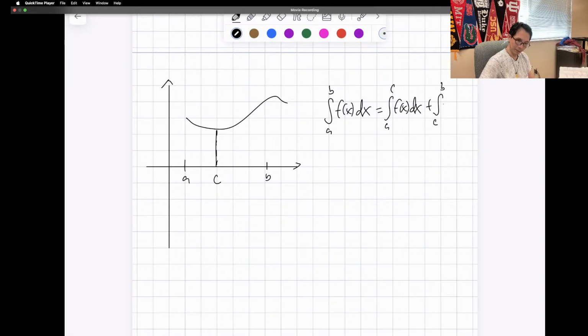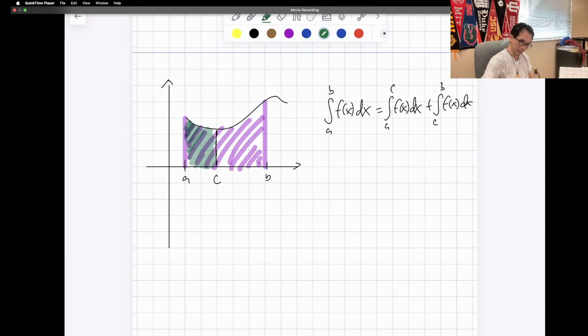Does that make sense? It just means the area under the curve is this part. Let's just say we have the area under the curve from here to here. The whole thing is purple. So this is a to b, right? It is equal to the green plus the red, right?